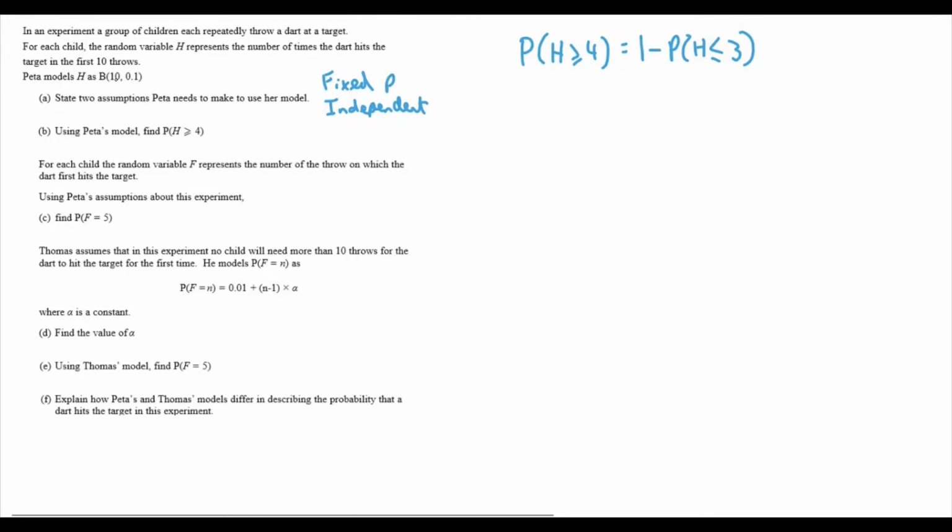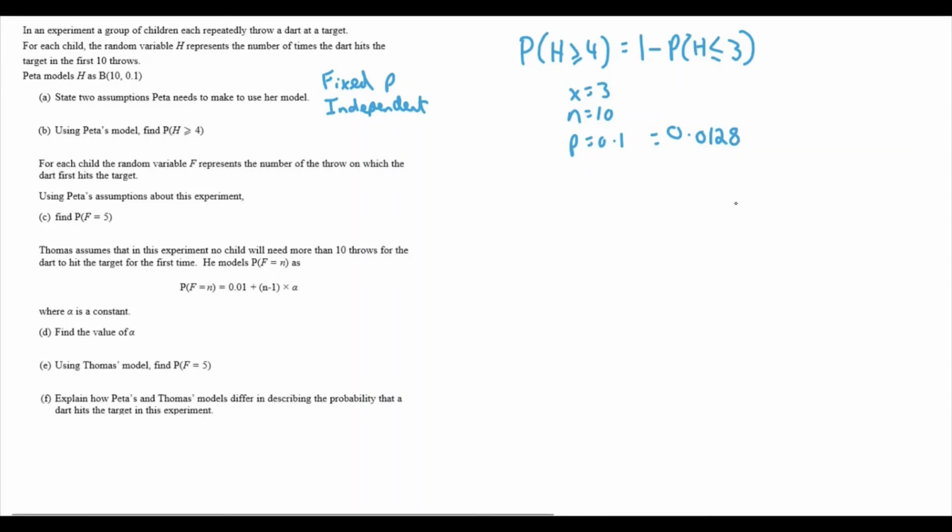So our n is 10, the x from here is going to be 3, and our p is 0.1. If you plug that into your calculator, you should get a probability of 0.0128. So let's say go to 4 decimal places.